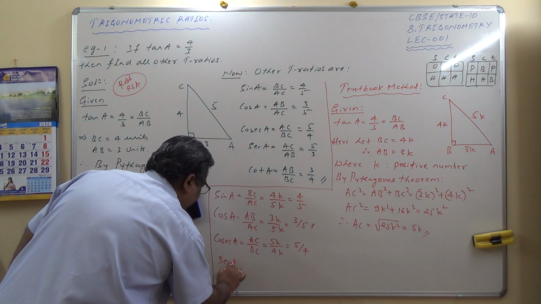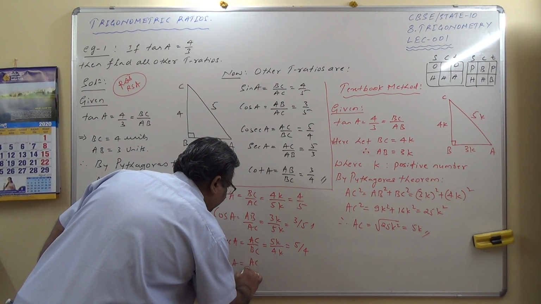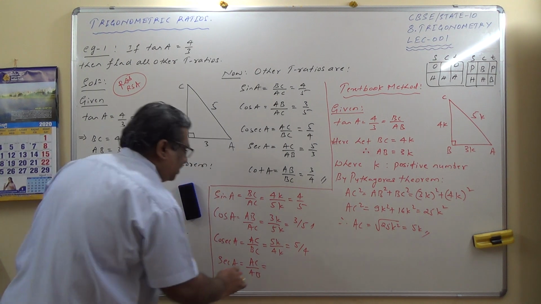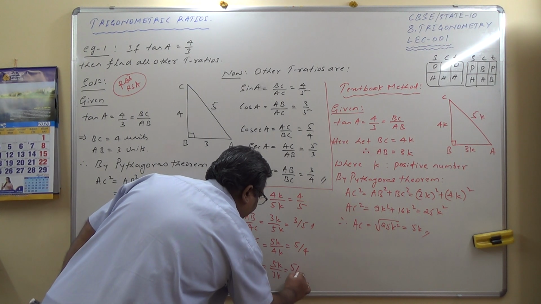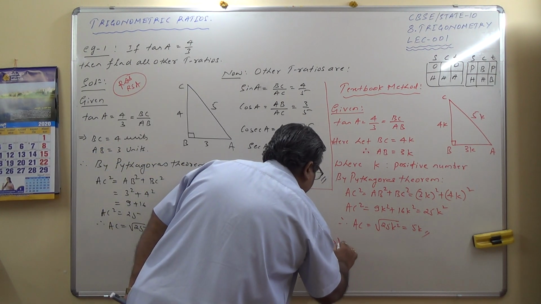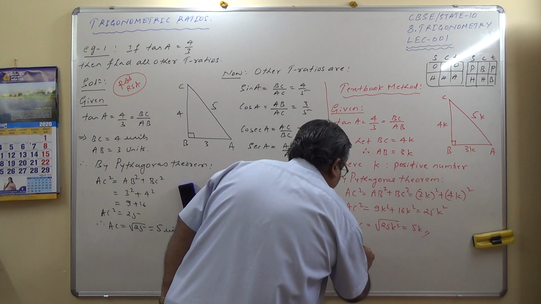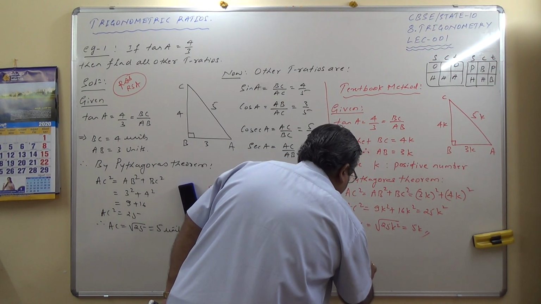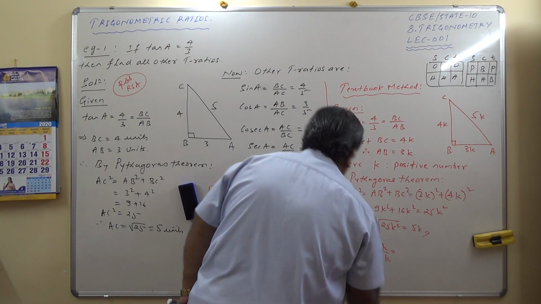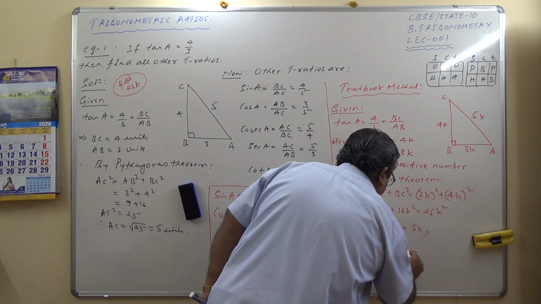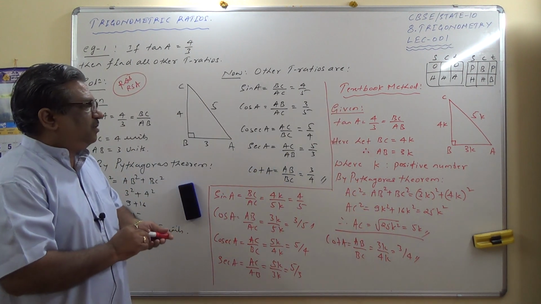And sec A is the reciprocal of cos A, and therefore this is AC by AB, which is 5k by 3k. K cancels, which is 5 by 3. And finally cot A is the adjacent by opposite side, AB by BC, which is 3k divided by 4k, which is 3 by 4. So this is how we end up finding all the ratios.